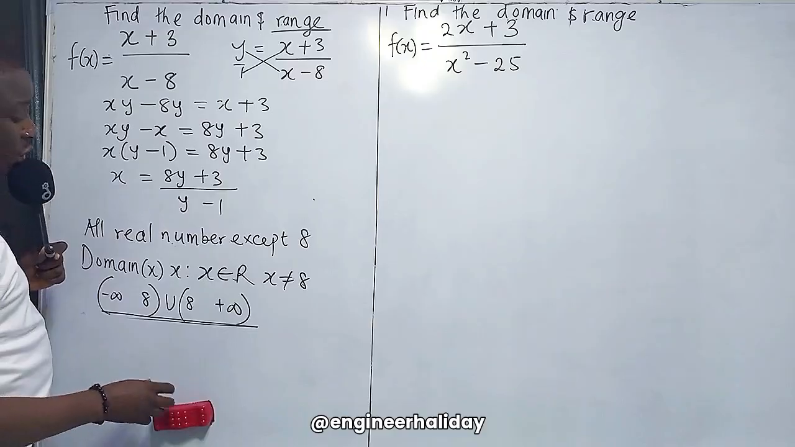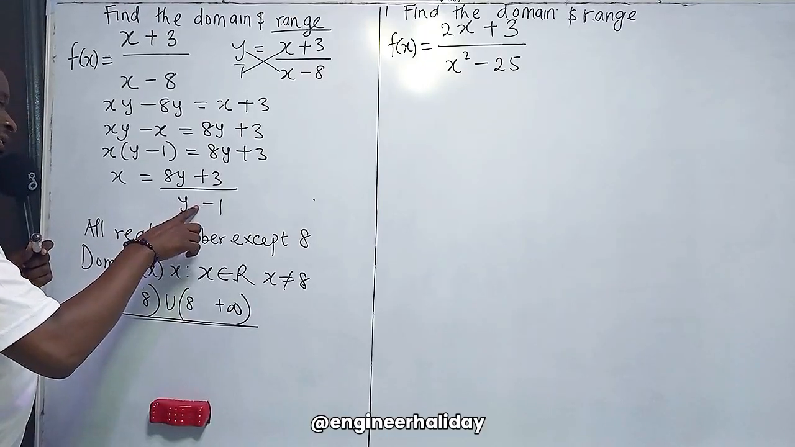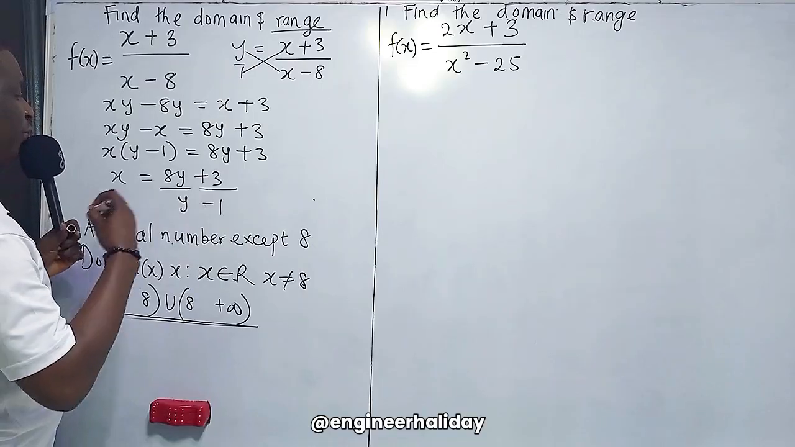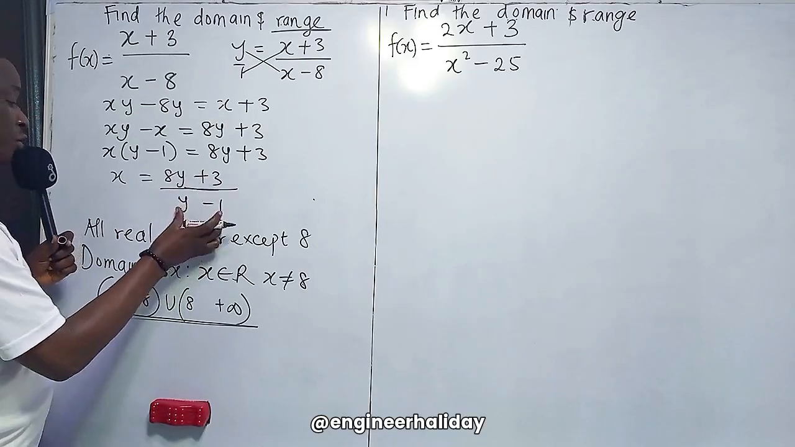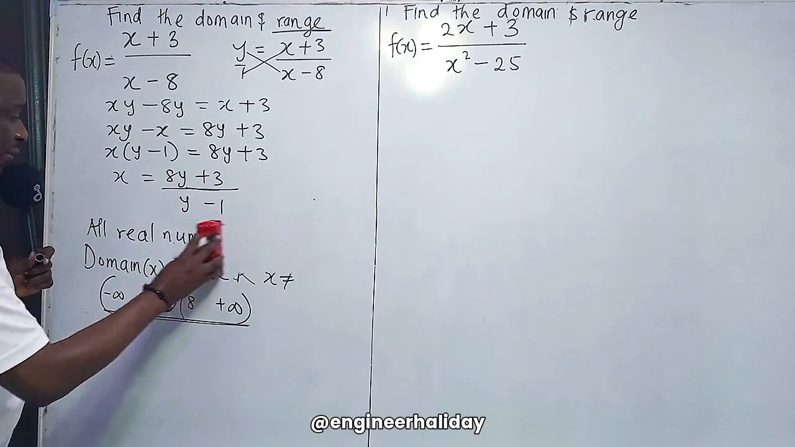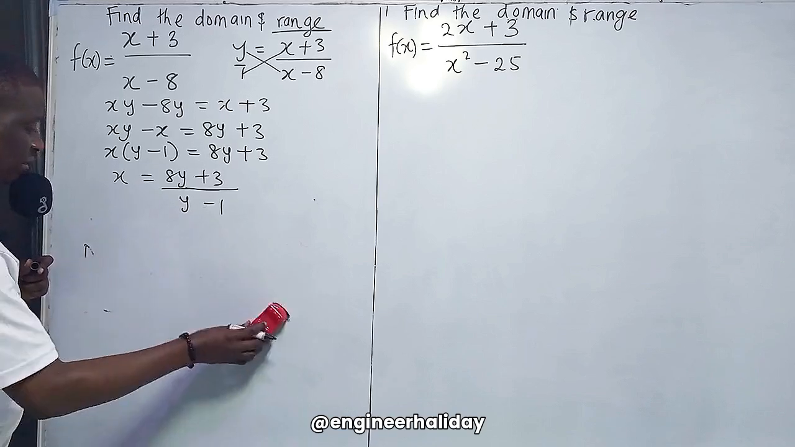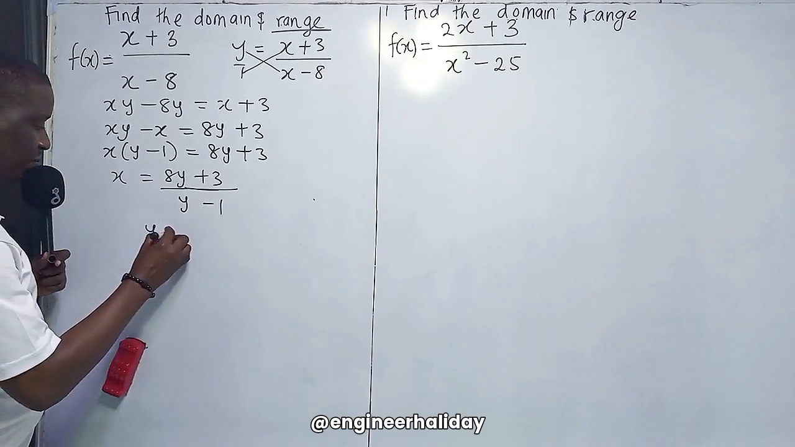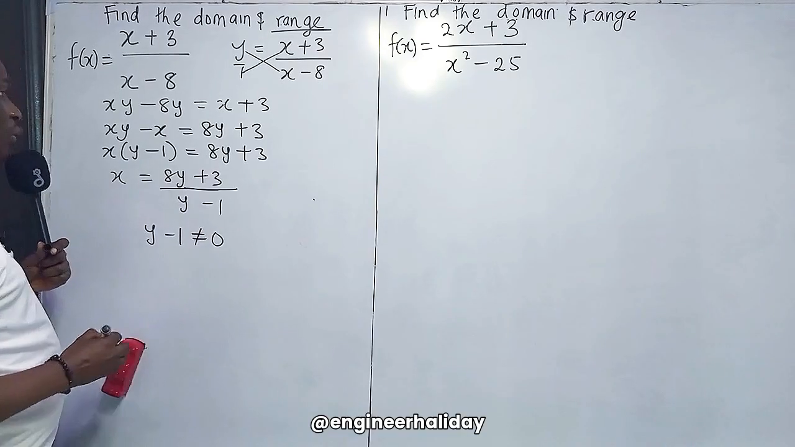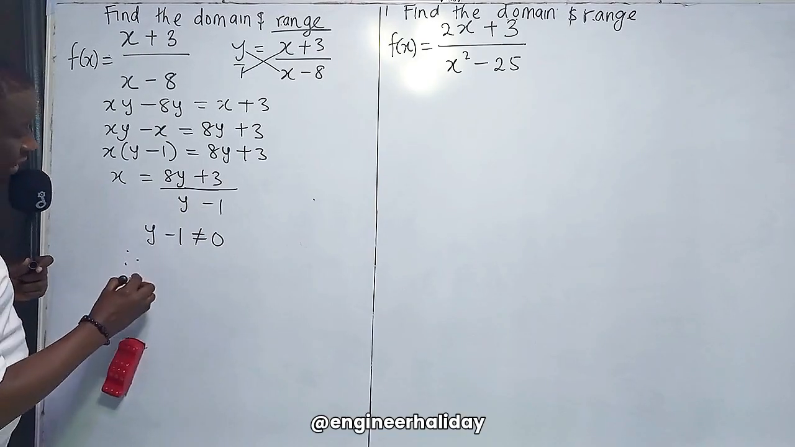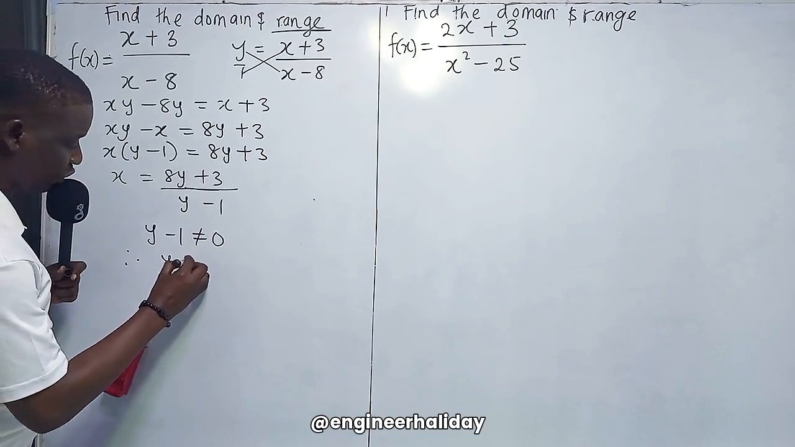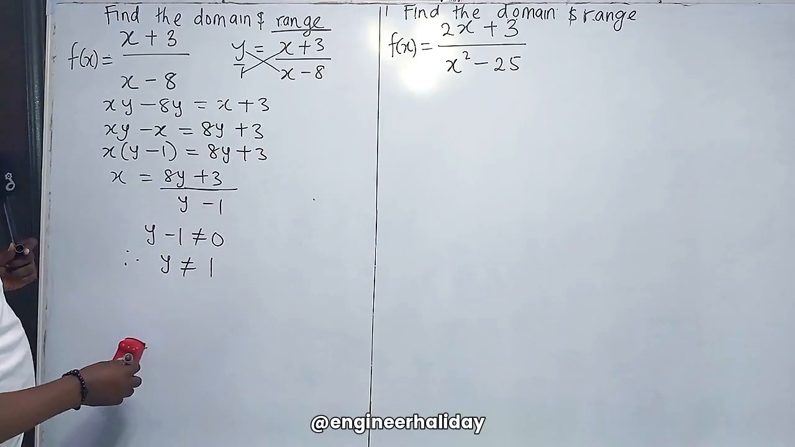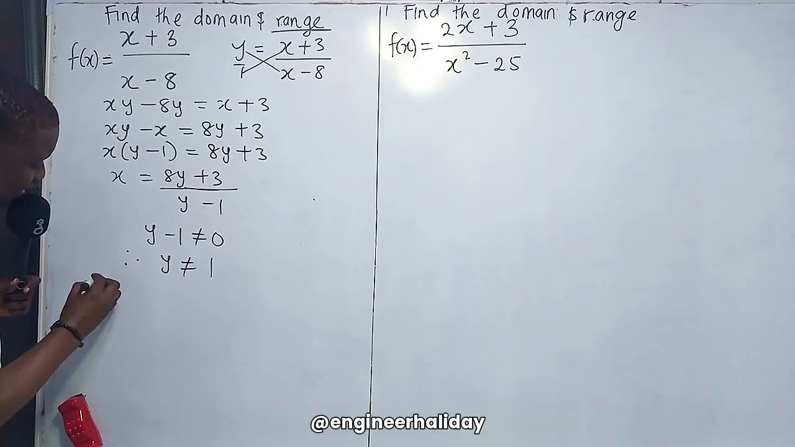Now to get our range, this one is now the new function. We are going to concentrate on the denominator, because it's a rational function, and the denominator of this particular rational function must not be equal to 0. So for the range, y minus 1 must not be equal to 0. Therefore, y is not equal to 1.